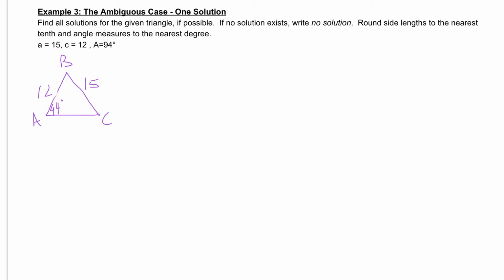So the first thing we have to do is find one of our other angles in order to use the law of sines. So we can either find angle B or angle C. Well, since we don't have side length little b, we don't have enough information to find B. So the first thing we have to do is find angle C since we have that side, and then we can use angle A and side a to help us along.